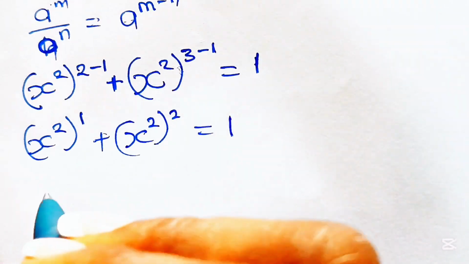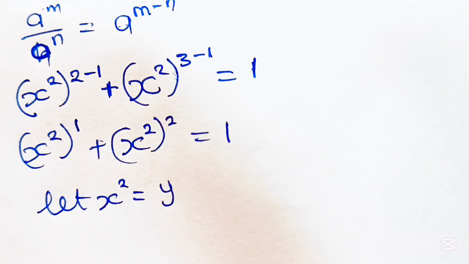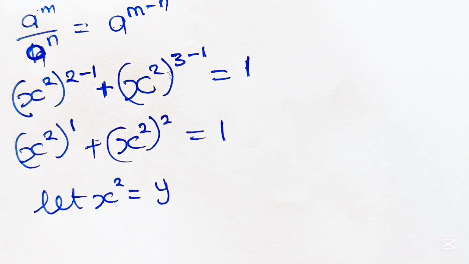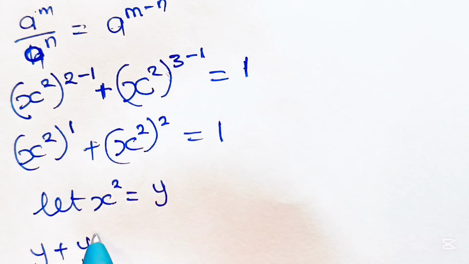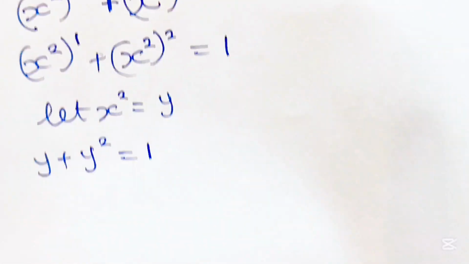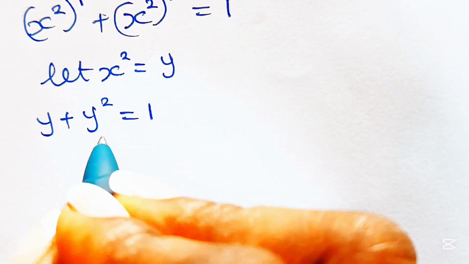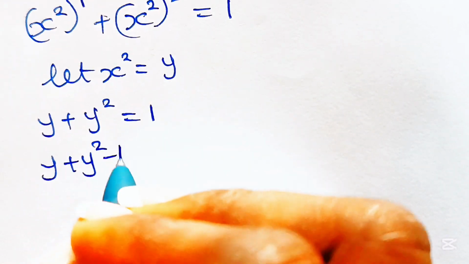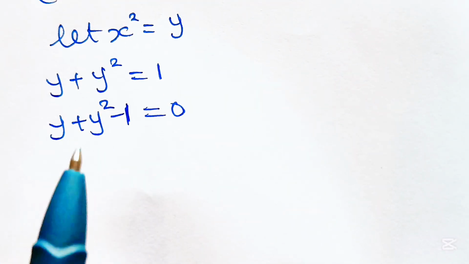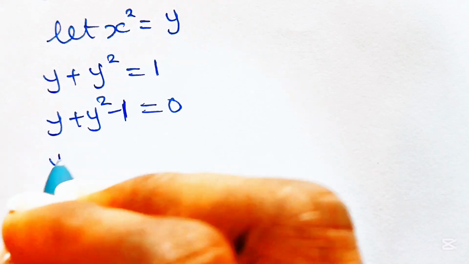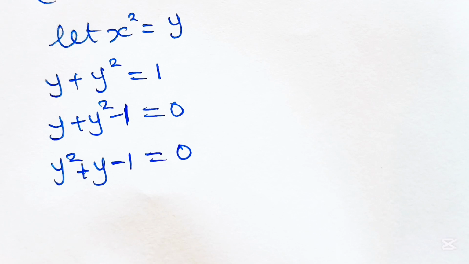Now at this point, we can say let x to the power of 2 be equal to y. If we say that, that simply means that we can write this as y plus y squared is equal to 1. Now, let's transfer this 1 to this side of the equation. So we have y plus y squared minus 1 is equal to 0. Let's arrange this because we just formed a quadratic equation. So we have y squared plus y minus 1 is equal to 0.